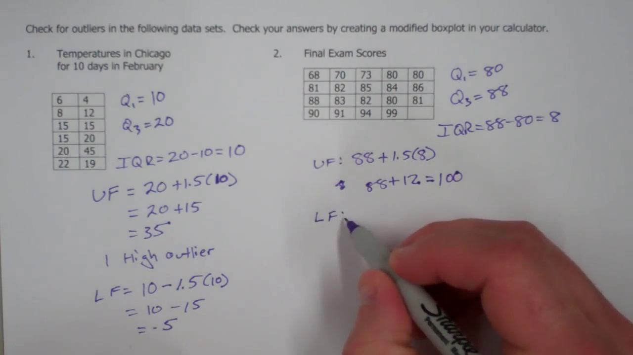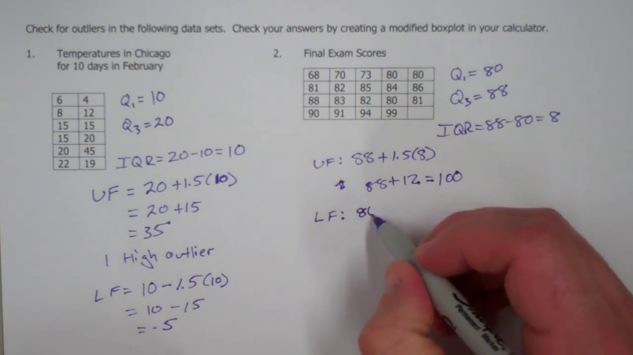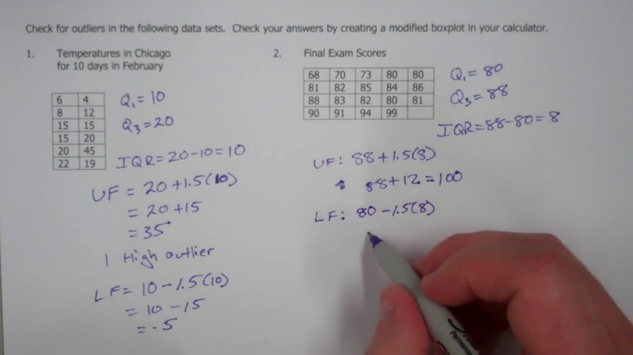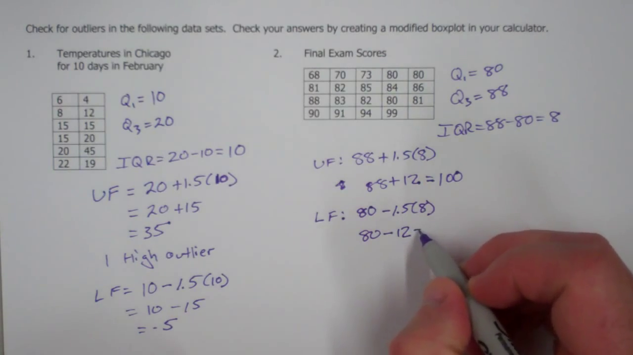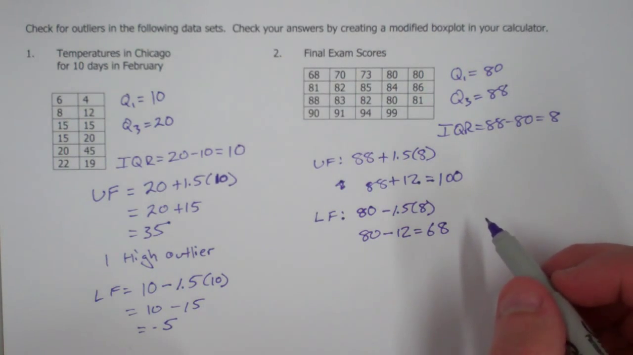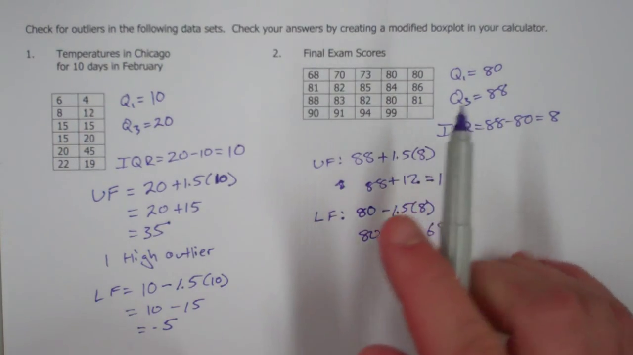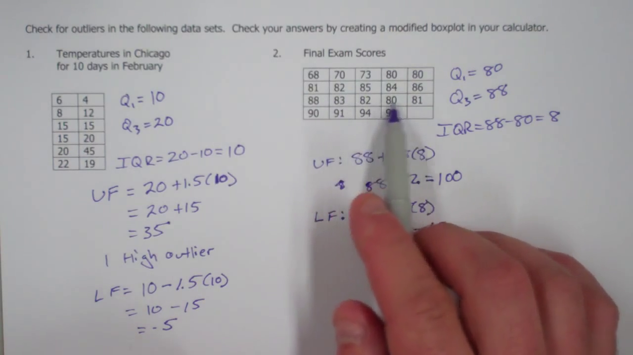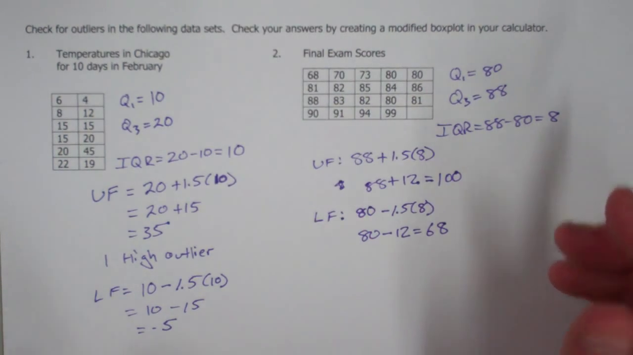To calculate the lower fence, we're going to use Q1, which is 80, minus 1.5 times the IQR. Well, that's 80 minus 12, which is 68. So we're going to look for some pieces of data that are lower than 68. Here we see a 68. And as I look through, I don't see anything lower than a 68.